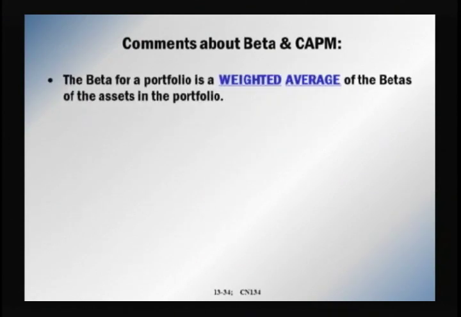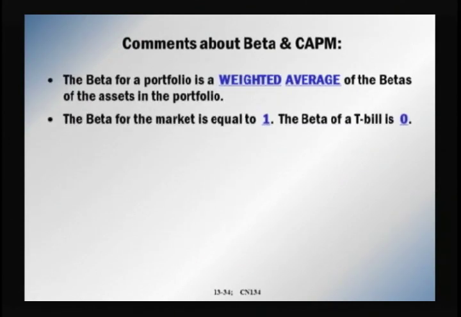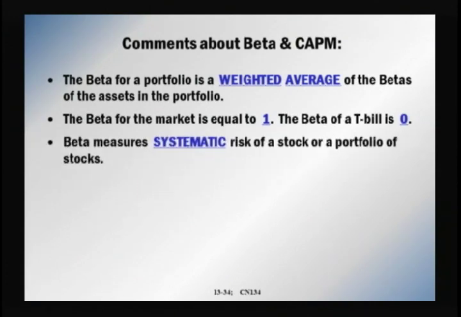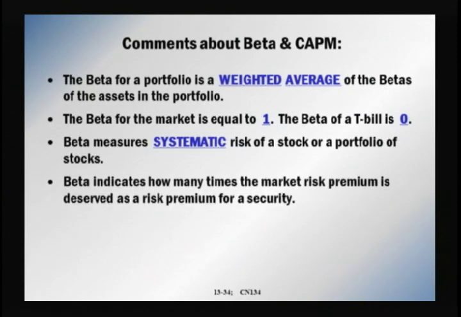So some comments about beta and CAPM. The beta of a portfolio is a weighted average of the betas of the assets in the portfolio. We'll see an example of that in a moment. We already saw the beta of the market is 1 and the beta of the T-bill is 0. We know the beta measures the systematic risk of a stock, and it also measures the systematic risk of a portfolio that we'll see in a moment.